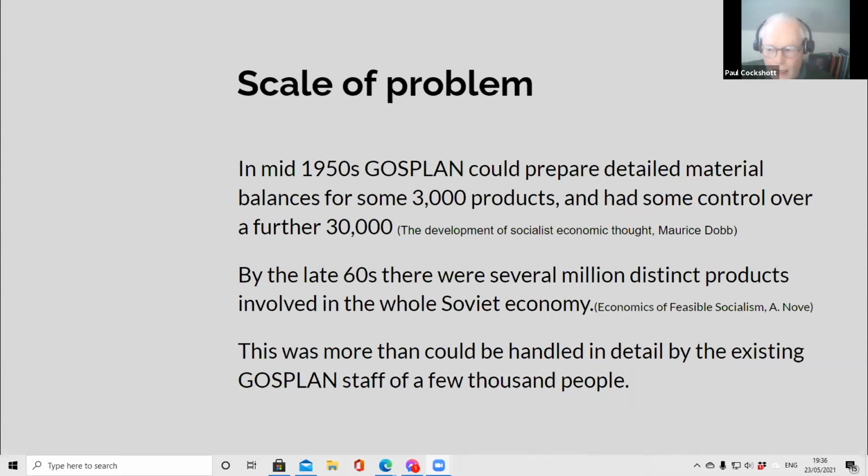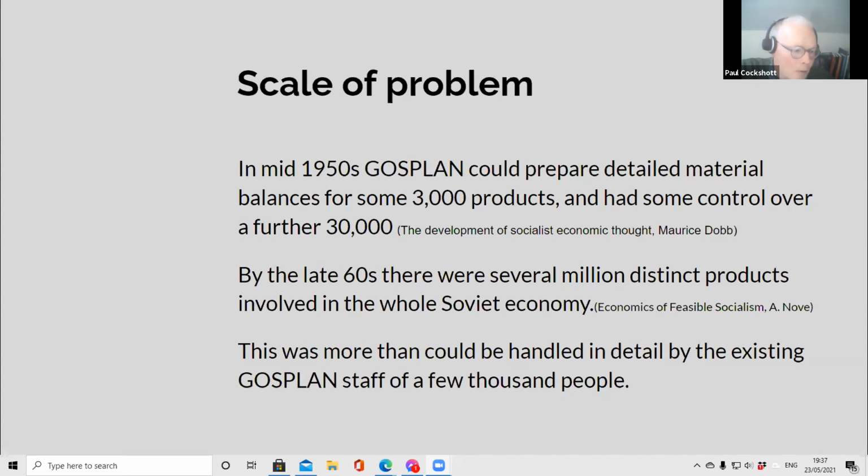Now let's look at the scale of the problem. In the 1950s, the Soviet planning agency, Gosplan, was able to prepare detailed material balances for some 3,000 products, and had some control over 30,000 products. By the late 1960s, there were millions of products in the Soviet economy. And this was more than could be handled in detail by a Gosplan staff.